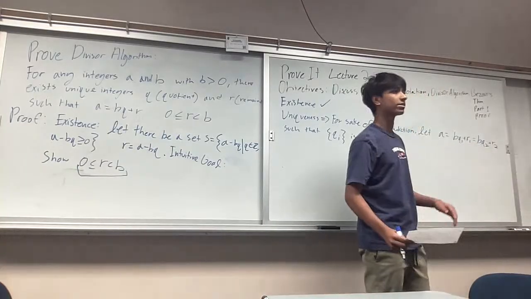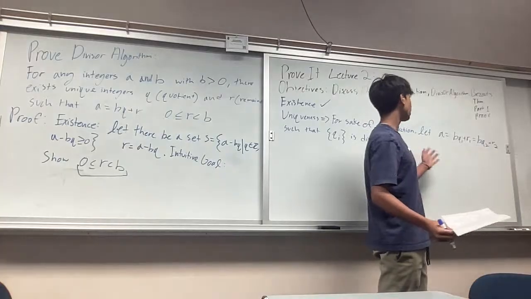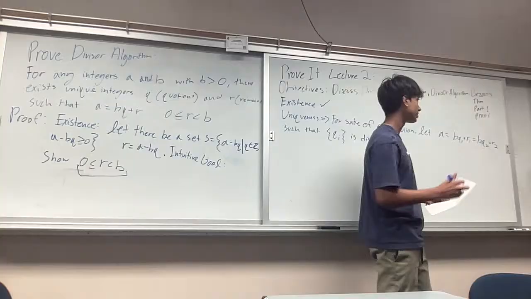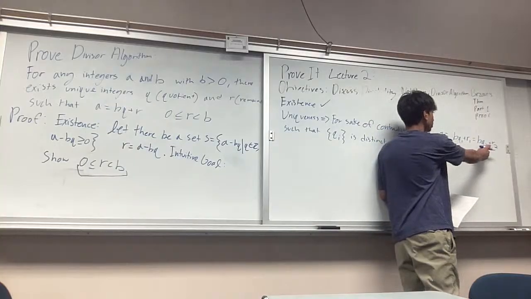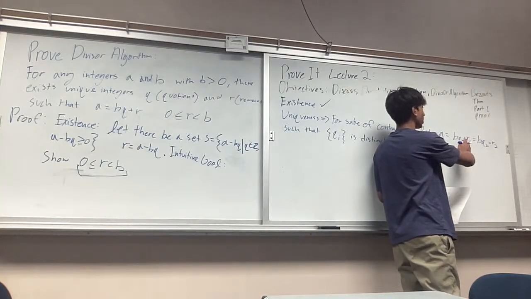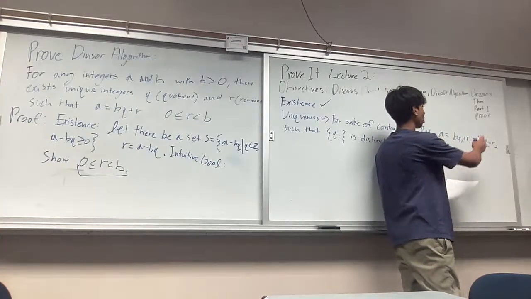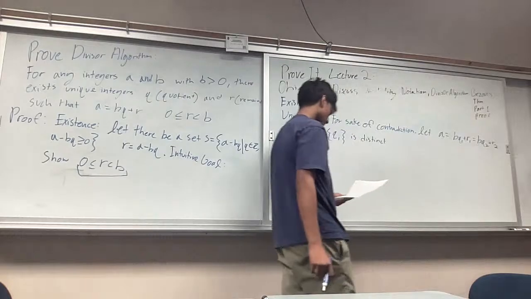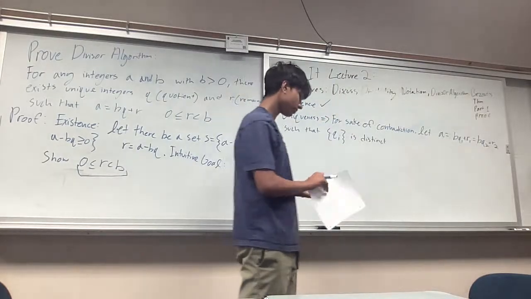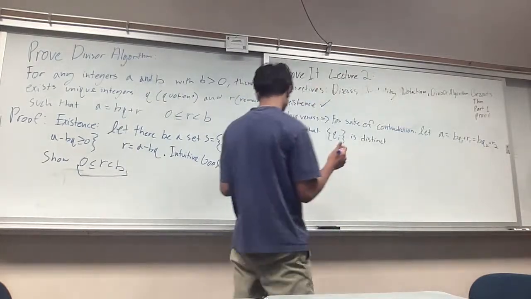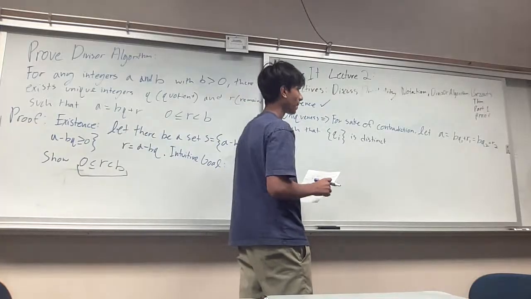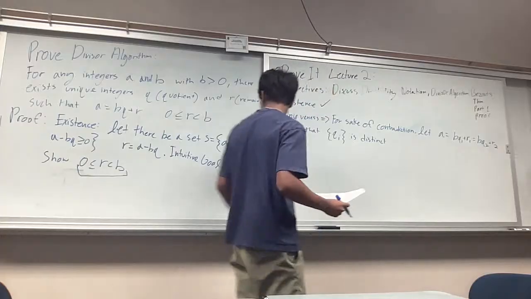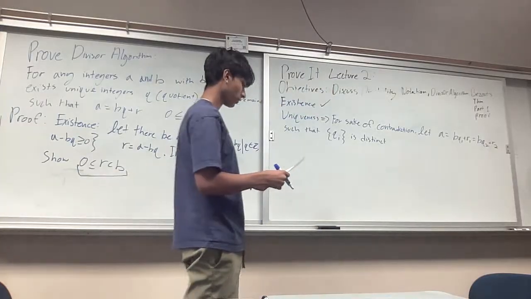So let there be at least, if it's not unique, right? Then for contradiction, let's say there's more than one way to write it, with the same conditions. R2 must be less than B, R1 must be less than B. Just to clarify, you said R2 is less than B and R1 is less than B? Yeah, by definition, there are two ways to write this, satisfying this condition. Right?